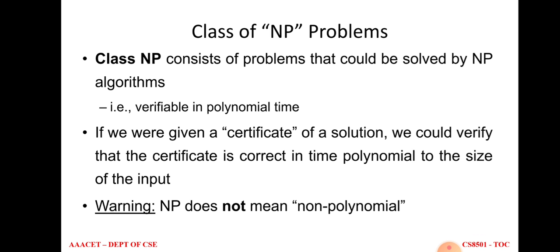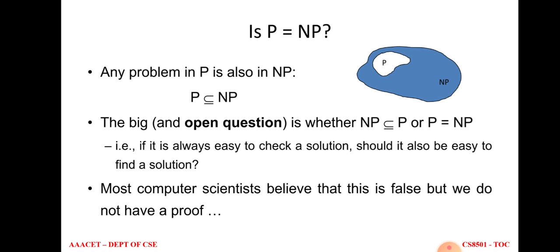the problems in both P and NP are solvable in polynomial time, but for P it is a deterministic Turing machine, and for NP it is a non-deterministic Turing machine. So the name given for NP is non-deterministic polynomial time, not non-polynomial time. The same question here: is P equal to NP? The answer is no, because P belongs to NP, but NP does not belong to P.